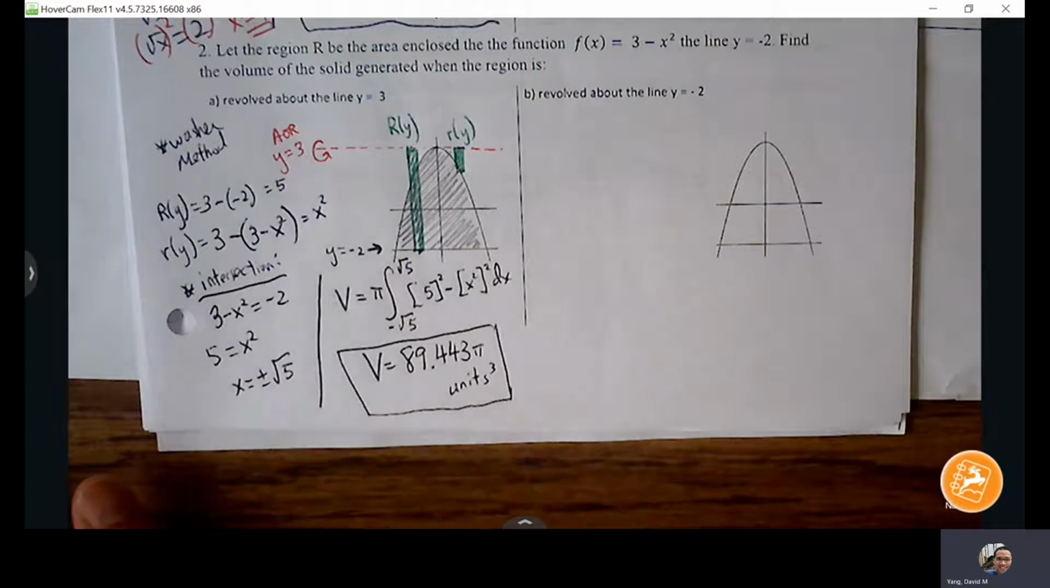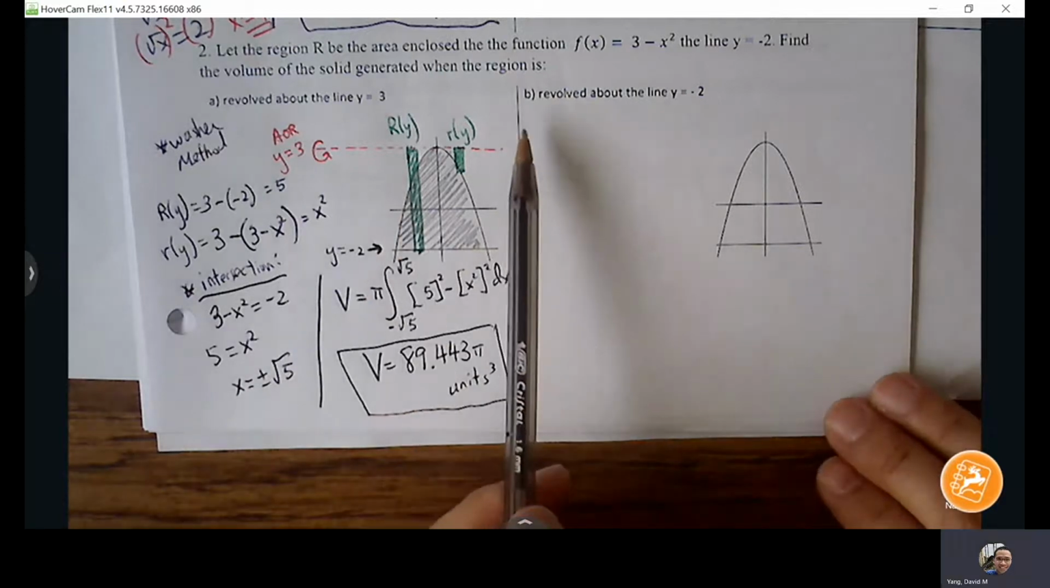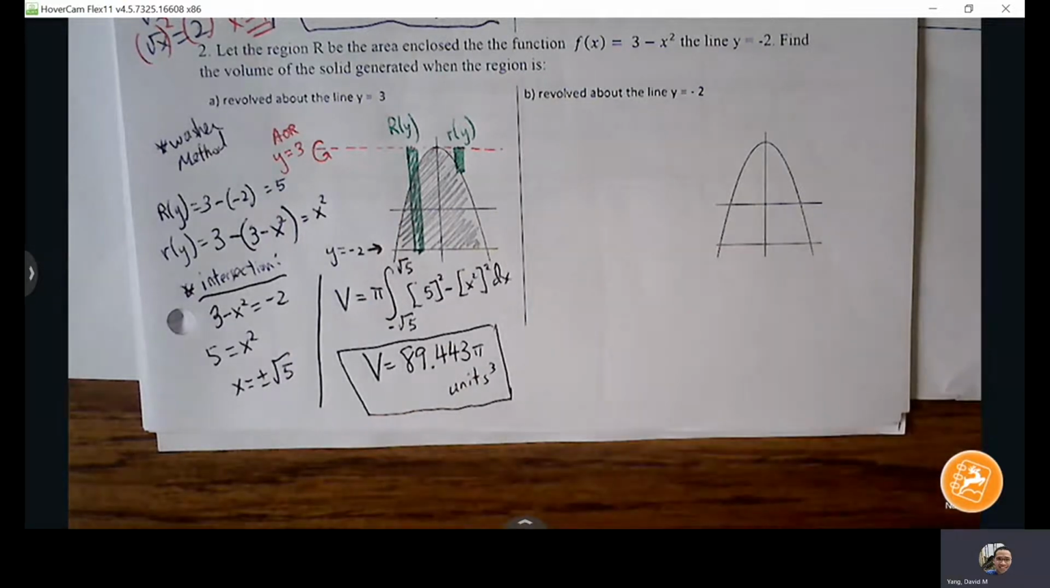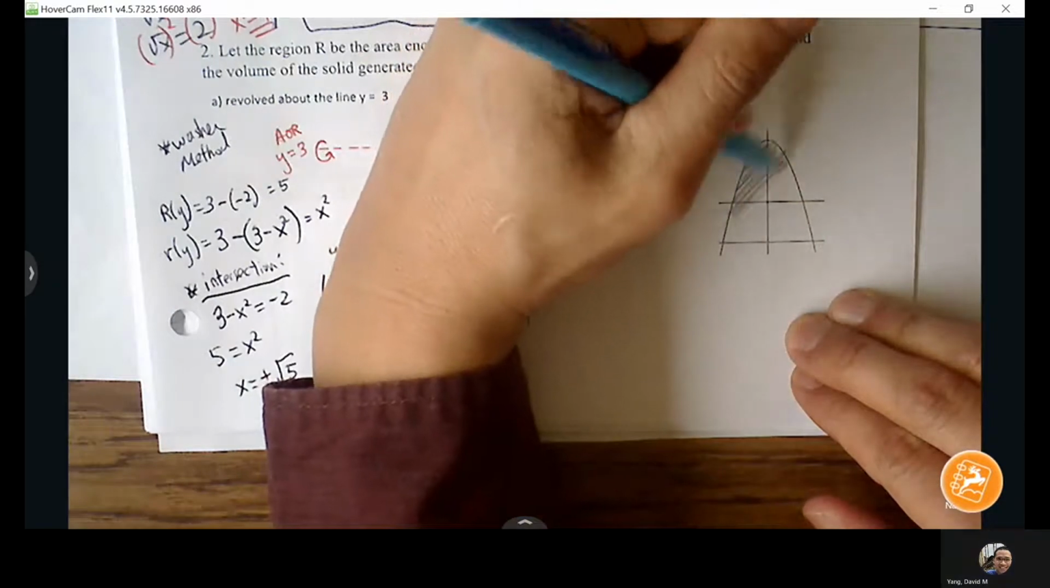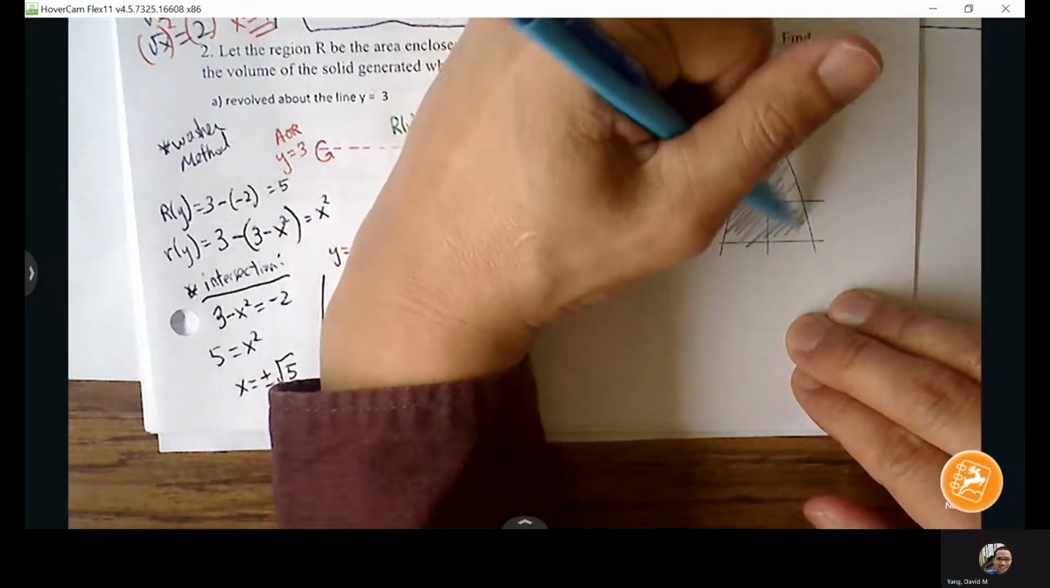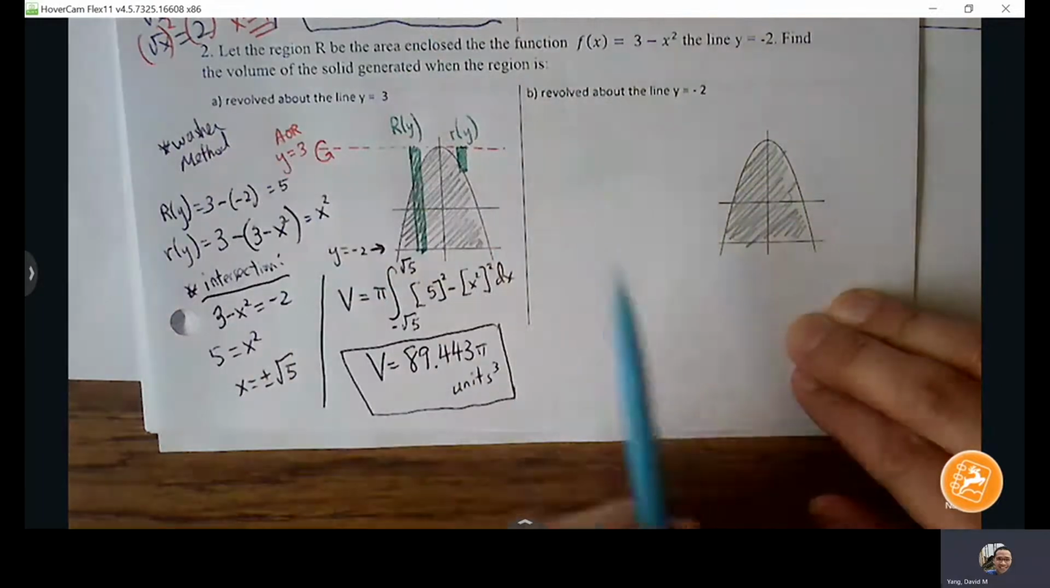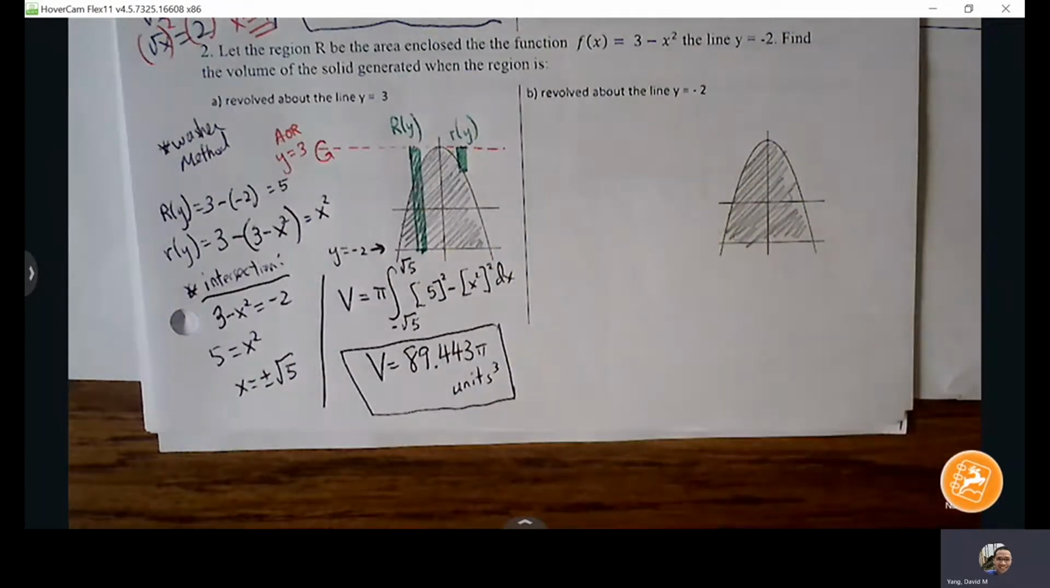Okay, any questions with part A? Okay, part B, still the same shaded region, rotating around the line y equals negative 2.